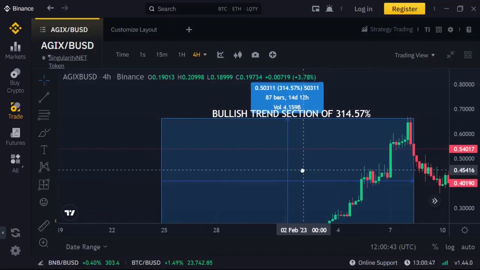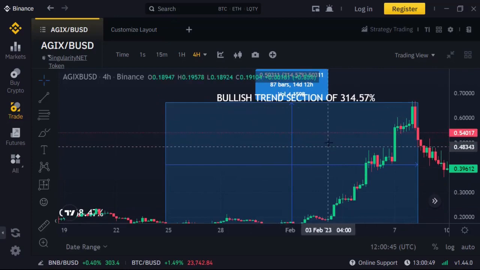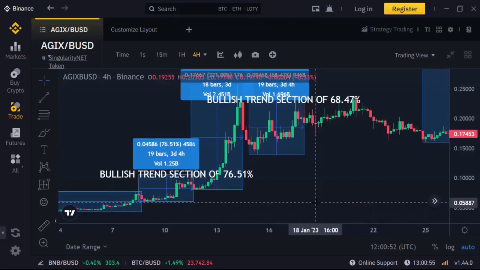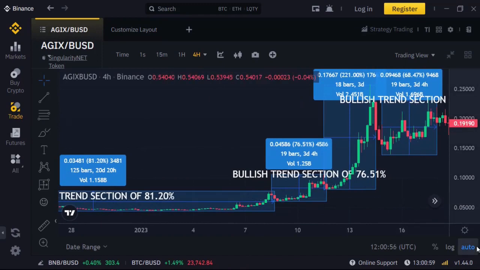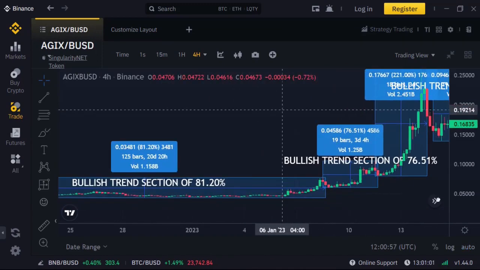And thanks to the data provided by the tradingview.com chart page, I discovered that the entire candlestick price chart data of any cryptocurrency pair is divided into sessions of bullish trend and sessions of bearish trend. Hence, the names bullish trend section and bearish trend section were formed.